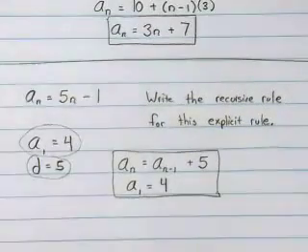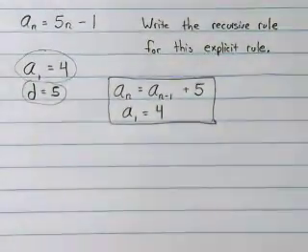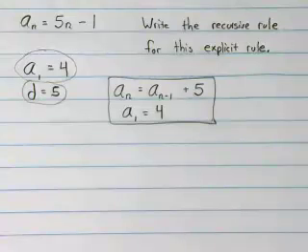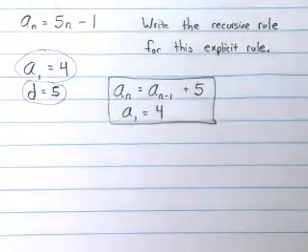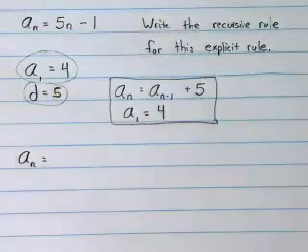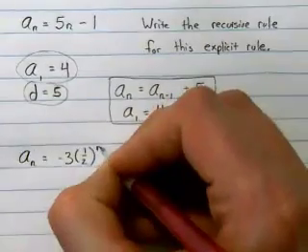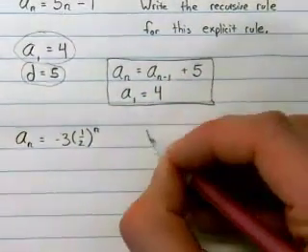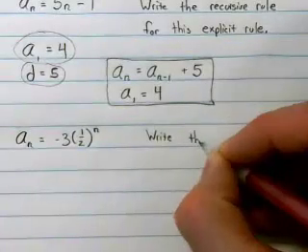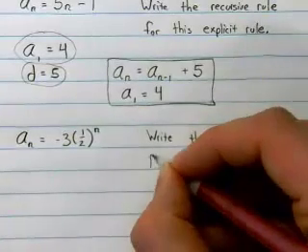Let's use geometric as well, though, just so you see it. Okay, so we'll do the geometric and then we'll be done. So a geometric explicit rule. So let's say I've got a sub n equals, would be a good geometric one, -3 times 1/2 to the n. And same directions, we're going to write the recursive rule for this explicit rule.